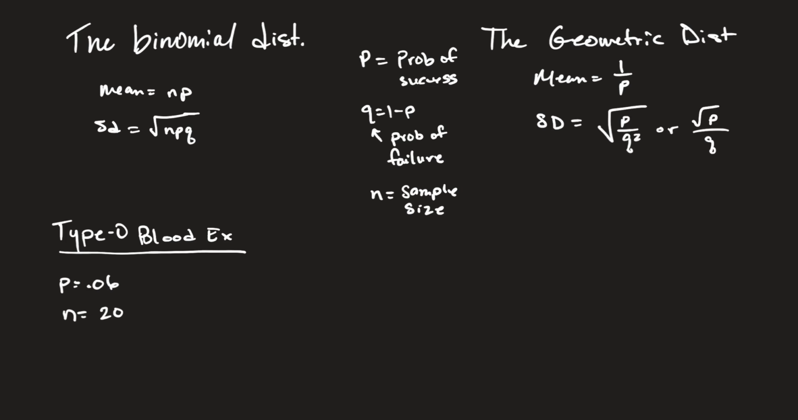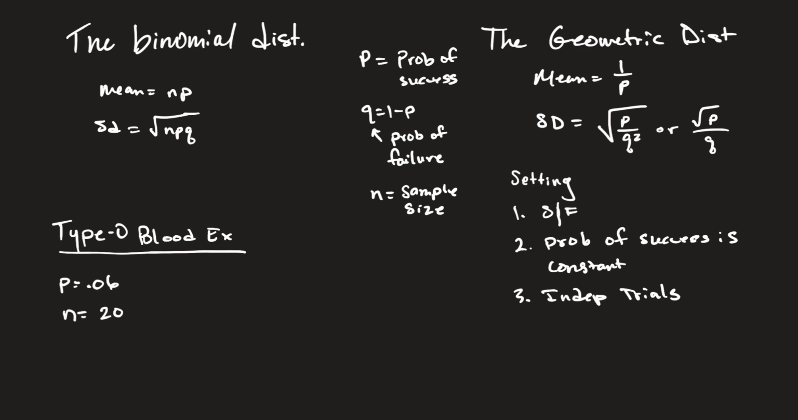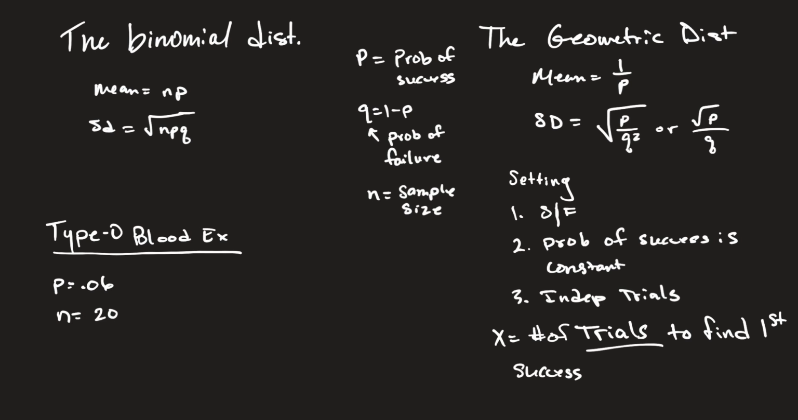There was a setting, a geometric setting, if you remember, in that problem in that worksheet. It said the following three things. You had to have successes or failures. I have to be able to characterize my outcomes as success or failure. I have to be able to say the probability of success is constant and that the trials are independent of each other. If those three things happen, then you have what we consider a geometric distribution. The other part was the value, what we assigned to x. And in this case, we said that x is the number of trials to find my first success.